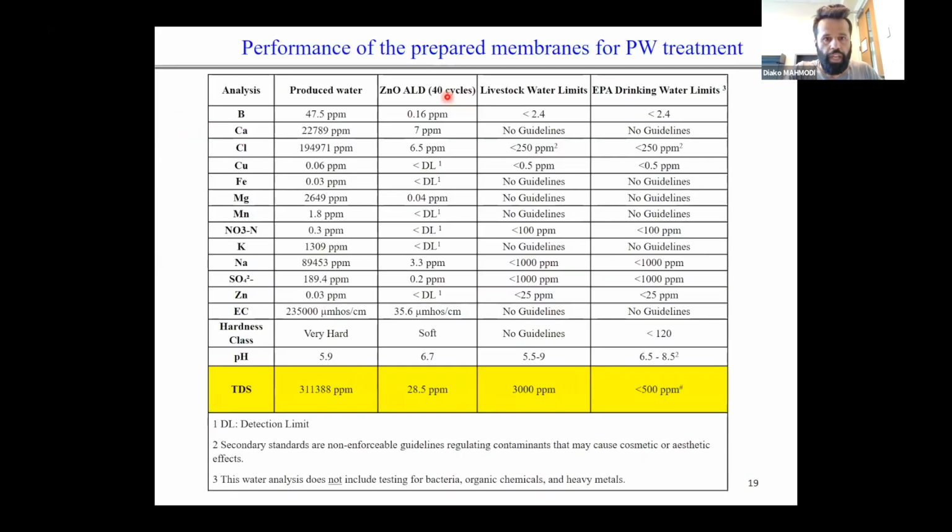M2. As you can see, after using this membrane, the treated water met all EPA requirements for drinking water and livestock watering. But for this case, we cannot claim it because we did an analysis for bacteria, organic chemicals, and heavy metals. In terms of TDS and TOC, we can claim this water is suitable for drinking water.